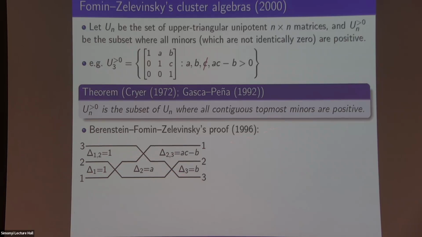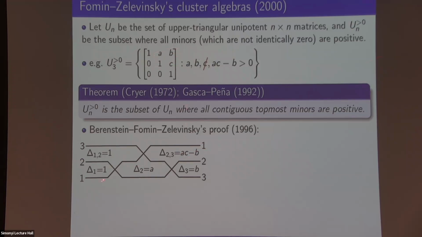And then each chamber I label by the wires passing below it. So this chamber I'm going to label 2, 3, because 2 and 3 are the wires passing below it. And this corresponds to the minor 2, 3, which means I look in columns 2 and 3 and take the first 2 rows. So this minor would be AC minus B.